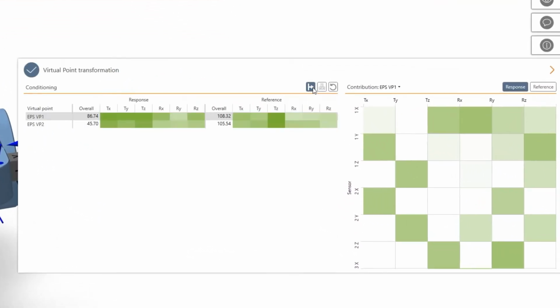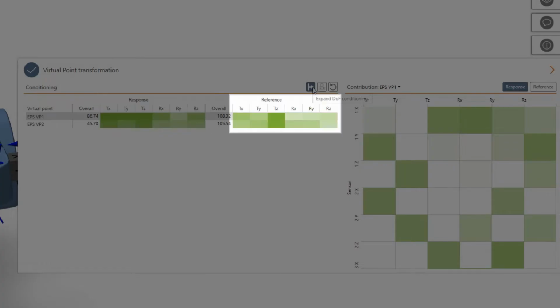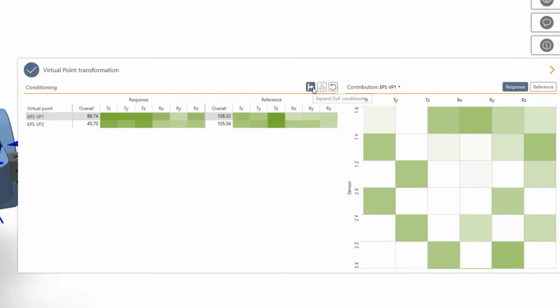The overall conditioning of the VP transformation can be broken down to the individual response and reference DOFs of the VP. These boxes relate to the different VP DOFs and illustrate how well a degree of freedom can be identified relative to all the others. Darker colors represent higher values. Since our measurements should be equally sensitive to all degrees of freedom, we aim at getting all values to 1. Rotational degrees of freedom are often more difficult to identify than translations, but they should never be below 0.1.